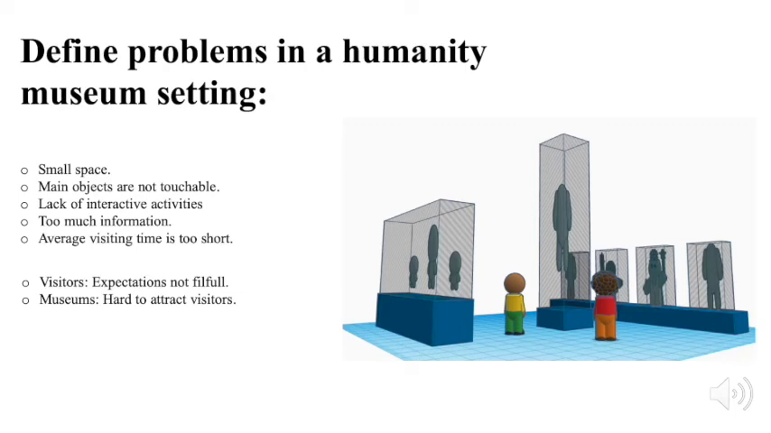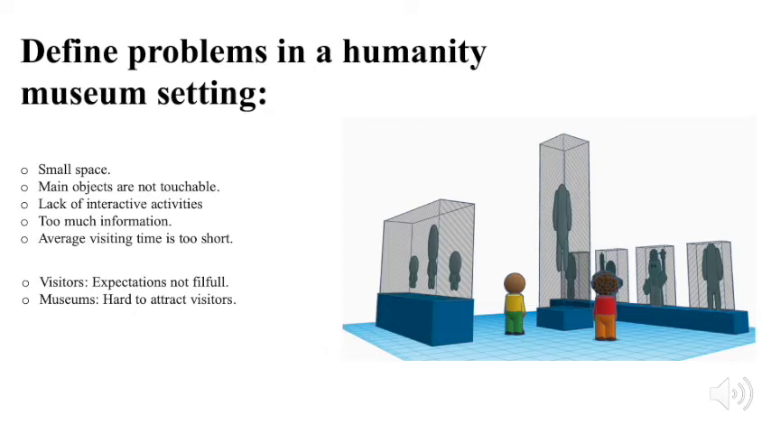First of all, let's define the problems in a humanity museum setting. For each museum, there are specific problems, but for this presentation, let's focus on the historical ones. Please look at the image on the right. Just imagine you walk into a showroom where many Victorian period clothes are demonstrated. In the center of the room, there is a main item. It is beautiful and attractive.